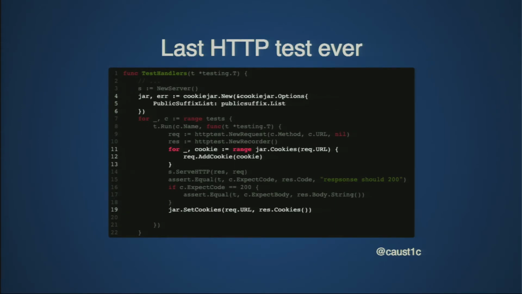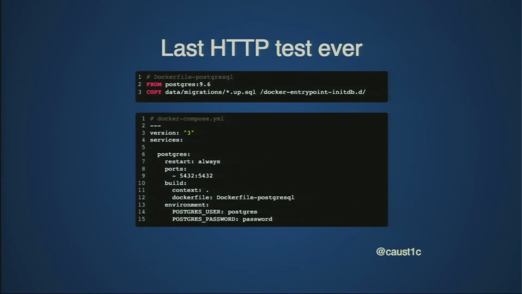So I used cookies in this example, but there are other examples that are useful as well. In particular, dealing with databases is always a challenge when testing.